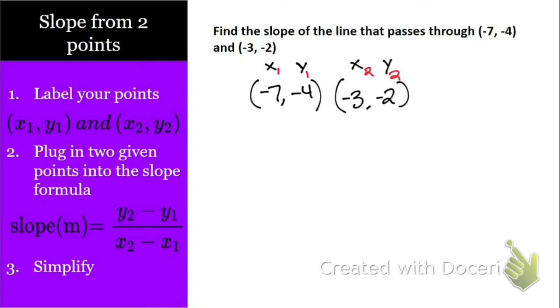Now from there, I make my template. So I've got m is equal to a fraction bar, with subtraction at the top and bottom. I'm looking for y2, which is here. That's -2.